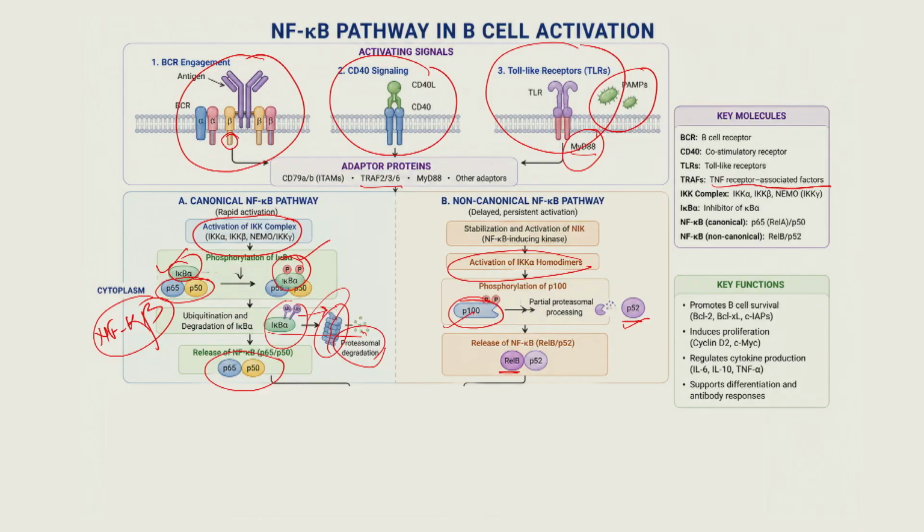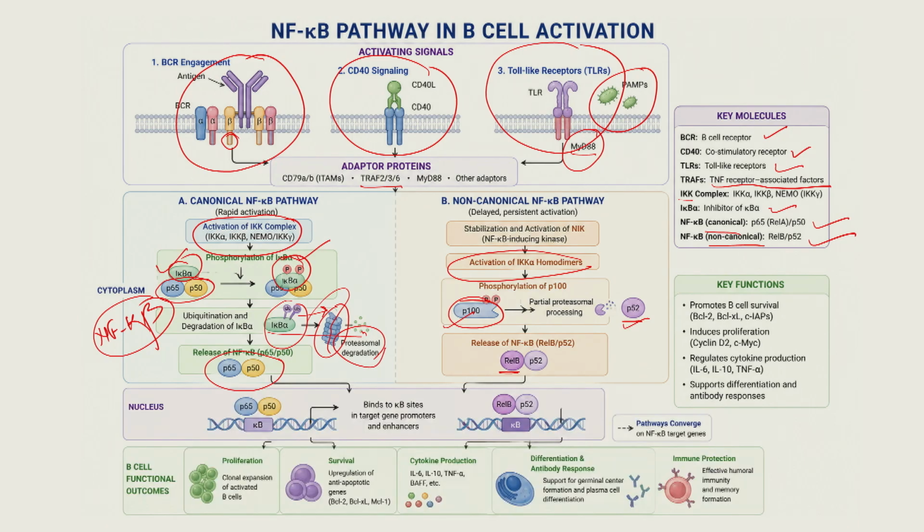Now we can see what are the things happening. These are the full forms which are there, such as B cell receptor, co-stimulatory receptors such as CD40, and toll-like receptor. Then the inhibitor kappa B kinase complex, which could be alpha, beta and NEMO, which is also called IKK gamma. Then we have inhibitor of kappa B alpha, NF-kappa B, of course. These are canonical and non-canonical, which are listed here. So let's try to see what's happening in both the canonical and non-canonical pathways.